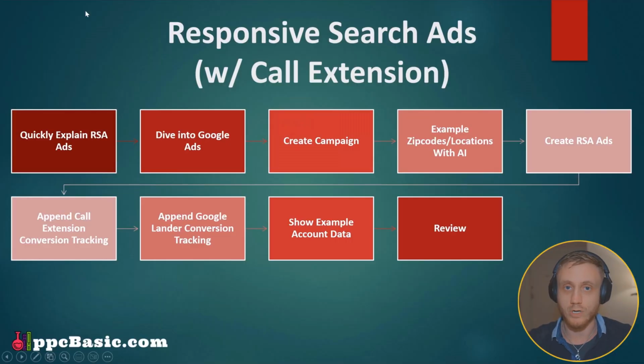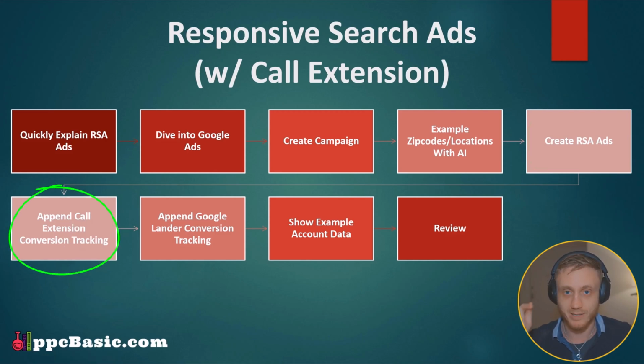Now, in this tutorial, let's go ahead and summarize what we're going to learn today. I'm going to quickly explain to you what responsive search ads are. Obviously, I'll give you an example of what they look like. We're going to dive into Google Ads itself. Presumably, you've used Google Ads before, or you're about to set it up. Then we're going to create our first campaign. We're going to import some zip codes and locations using AI. Then we're going to create our responsive search ads. And then we're going to append call extension conversion tracking.